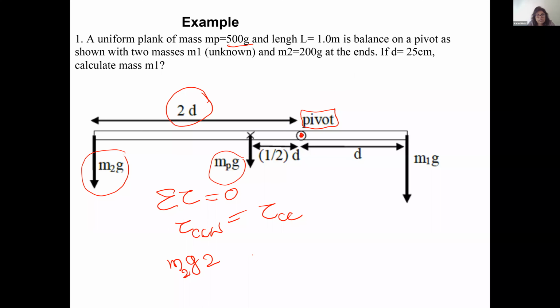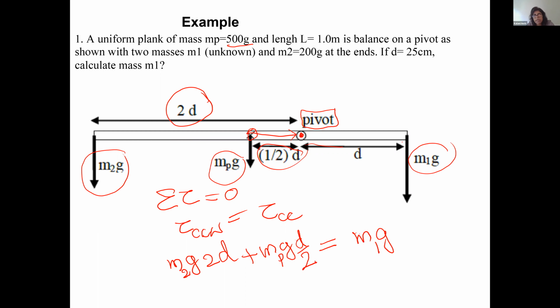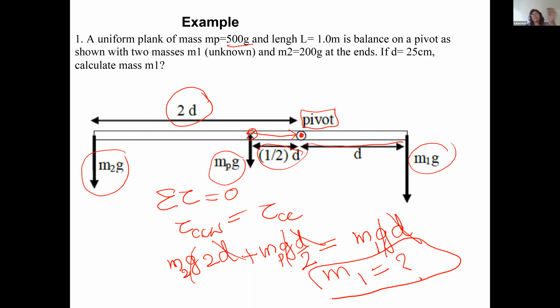Okay, in addition to that, you have MPG that also has a torque, but I need the distance from that point to this point. That is also given, half D. Then D over 2. Okay, that should be equal to clockwise. Clockwise is done by this, that will be M1G. The distance to the pivot point from that is D. Okay, so now you see that G will cancel out and D also cancels out, right? So then you will be able to calculate M1 from the problem by plugging in the given information. Okay, that's how you do it.